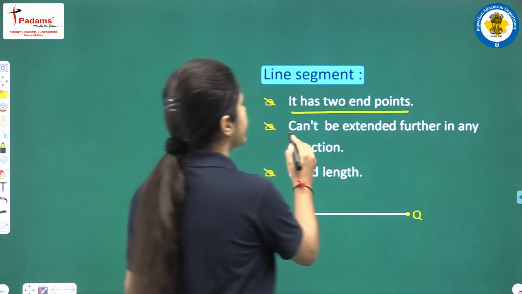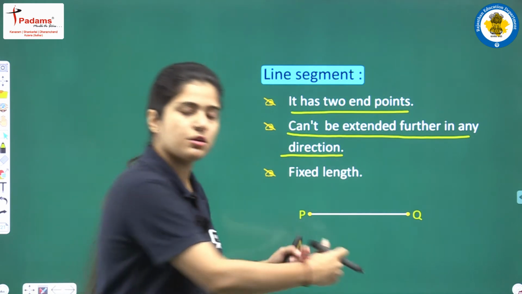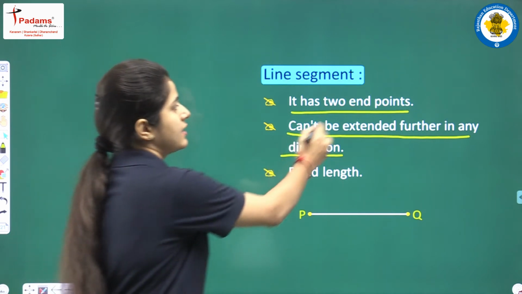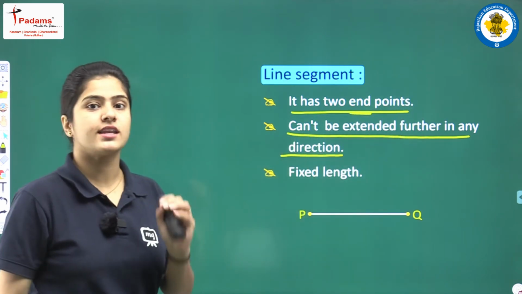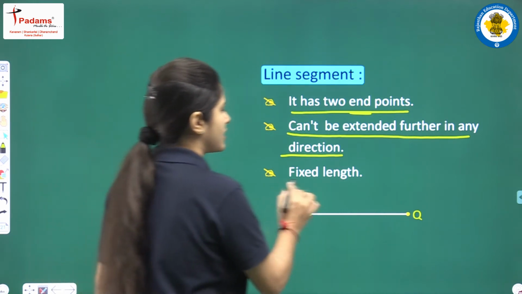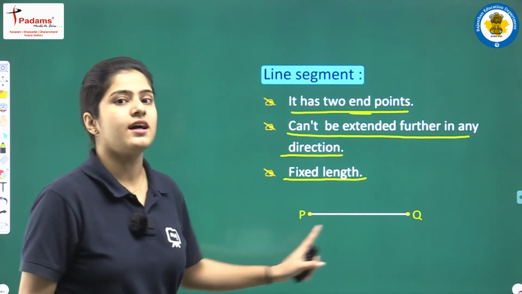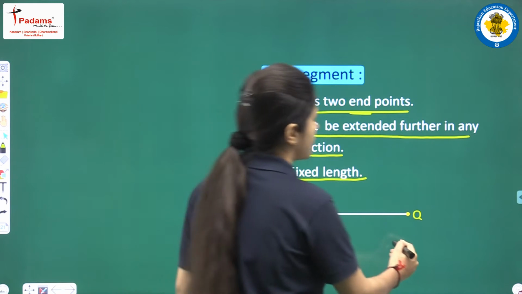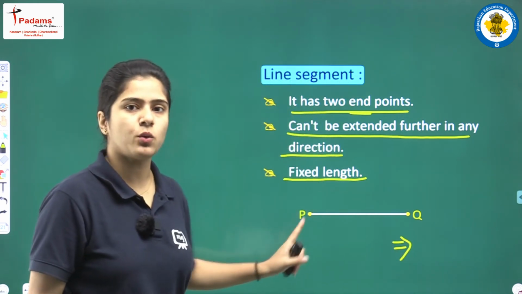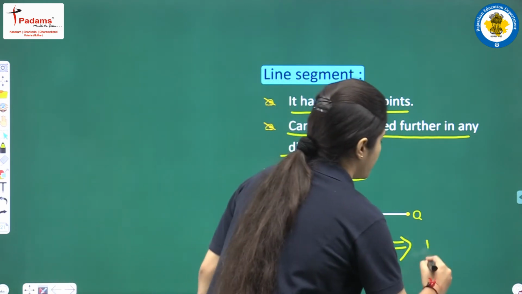So it means it can't be extended further in any direction, okay, because in both directions we have fixed endpoints, okay students. And now because it has two fixed endpoints, it has a fixed length, okay. So it has a fixed length. So basically this is the way to write the line segment, and a line segment can be written as, what is this students? This is PQ, a line segment PQ. So it can be represented as PQ.